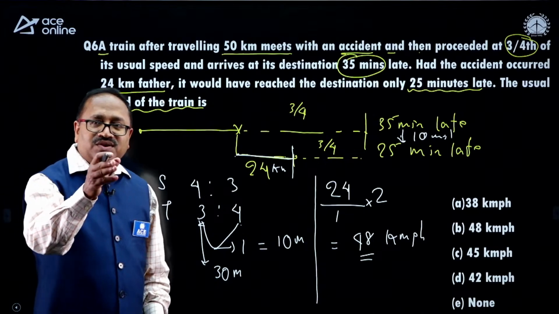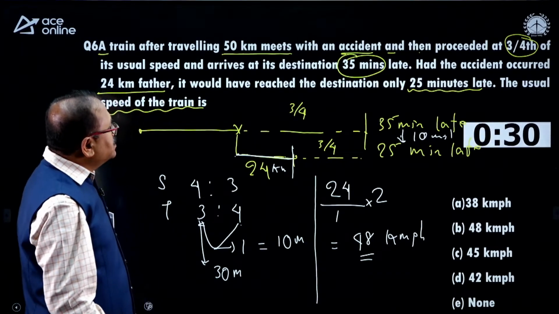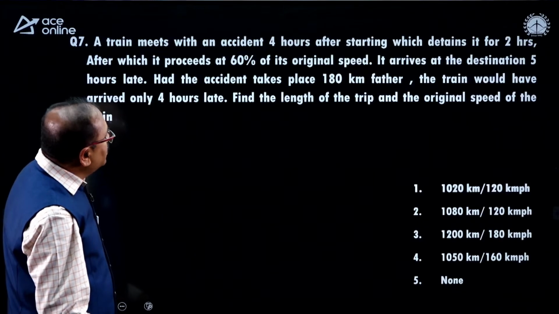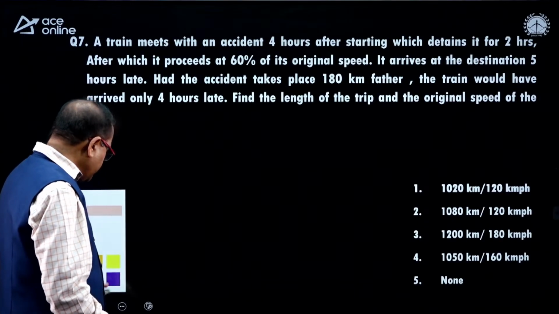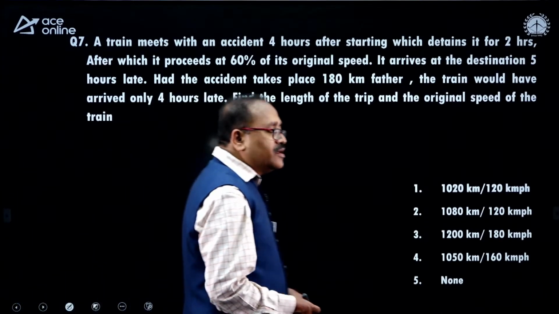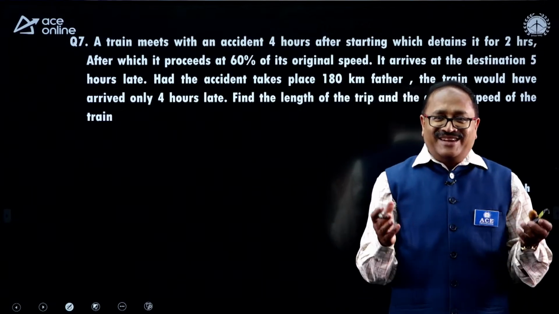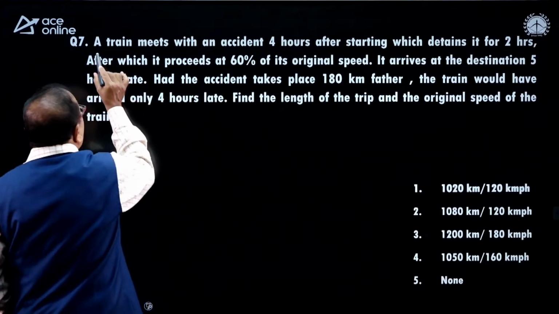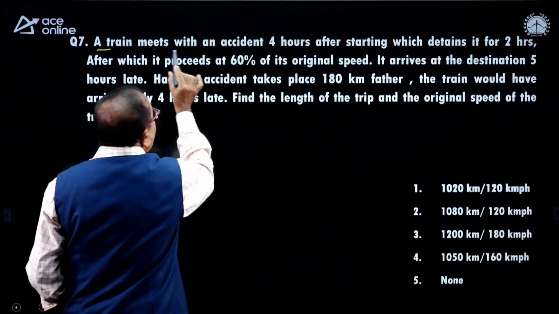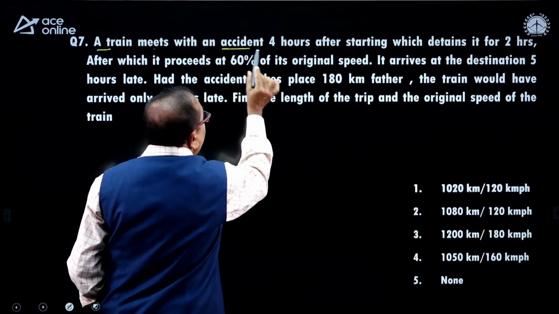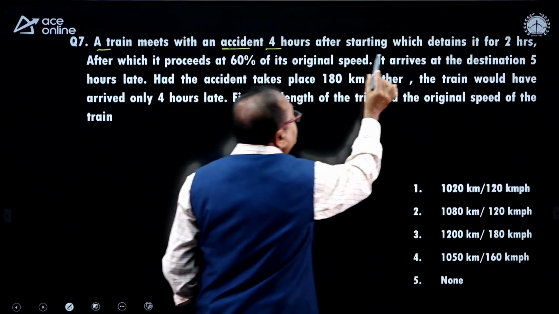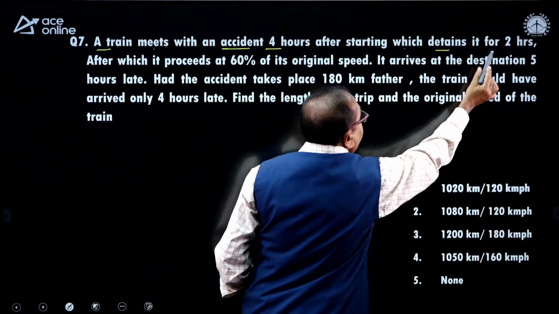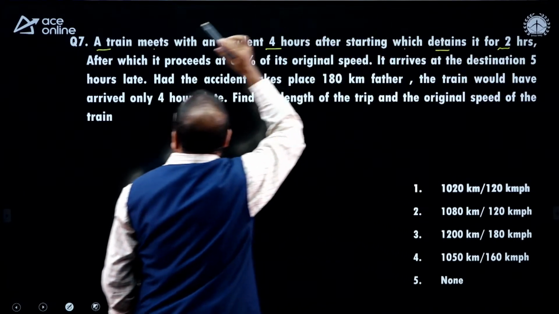The next question is on this. Look at this, this question here. Let's move on. 48 is your answer. Here, come on. We will read the question, then I will give 30 seconds to you. Right, my friends? Look at this one. A train met with an accident 4 hours after starting, which detained for 2 hours.